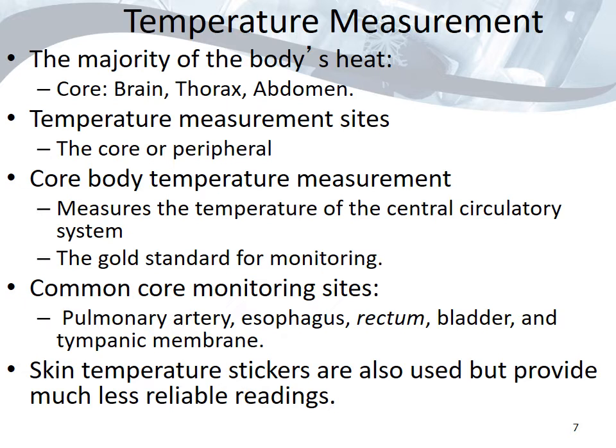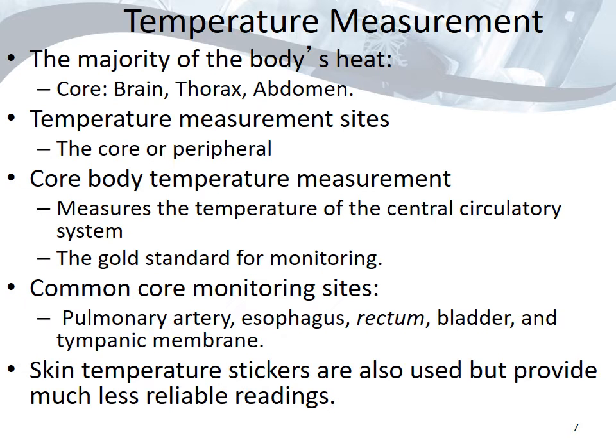But when you're using a temporal artery one, there's no expansion involved. It's all sensors and that kind of thing. So, all right, the majority of the body's heat is in the core: the brain, the thorax, the abdomen, not the hands, not the arms, not the legs. That's the core, and that's where a majority of our heat is.